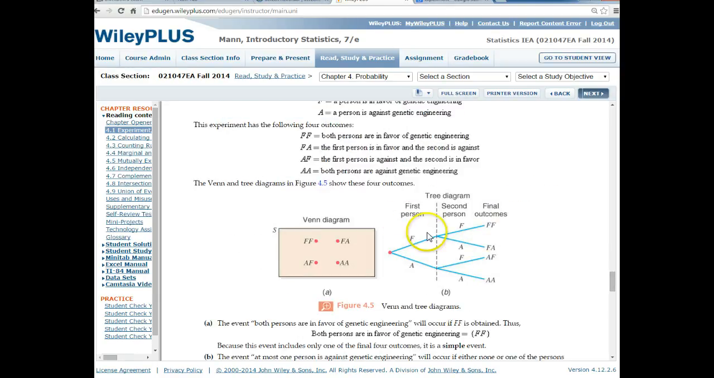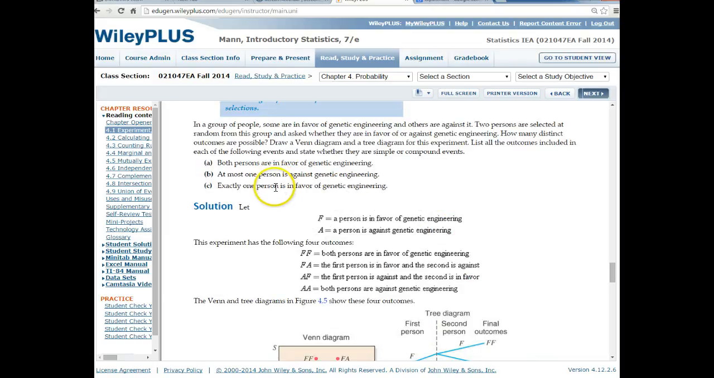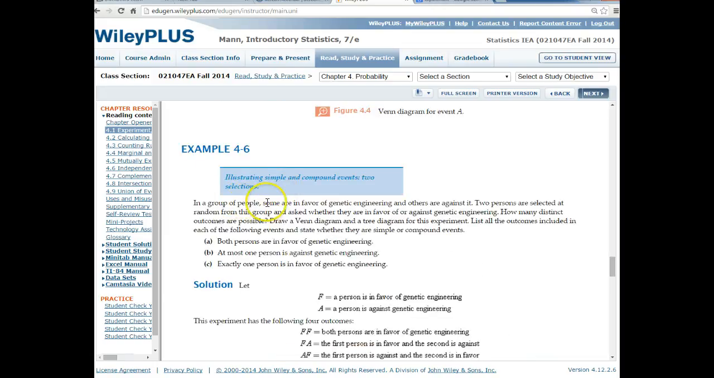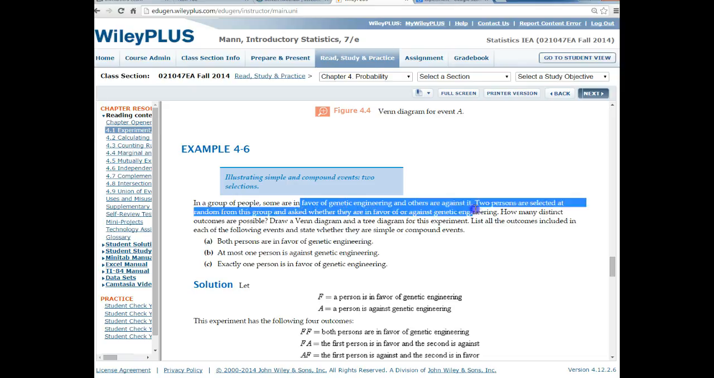Okay, here's some other examples. What's this? Some people are in favor of genetic engineering and others are against it. How many people in this room, do you know what genetic engineering means? What does it mean? It means using genes, playing around with genes to affect the outcomes of, I guess it doesn't have to be people, right? Could be food, and so on, right?